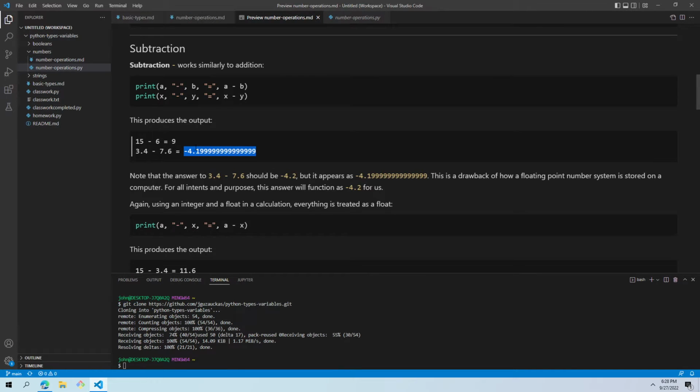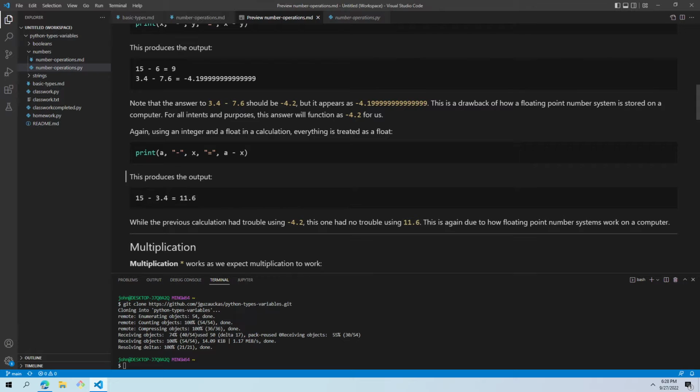So this is a drawback, but for all intents and purposes, when it does calculations, this functions like 4.2 does. You're not going to have any problems in the long term because it's off by one, in this case, billionth or trillionth of a place. It functions like negative 4.2, so seeing this isn't too much of a concern. And again, if we combine an integer and a float, it treats it overall as a float. Now this one came out as 11.6, so some floats we can store as a nice value, others we can't.